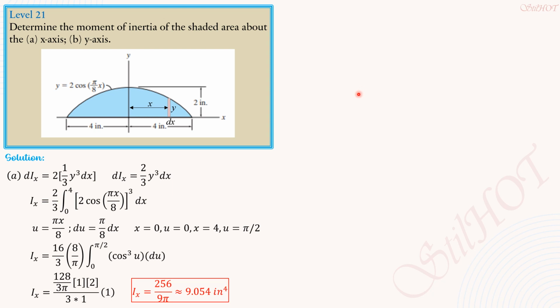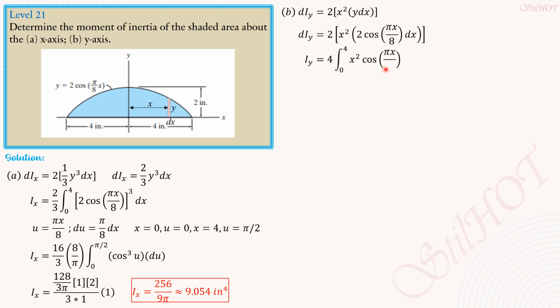Then for differential Iy, it is distance squared times differential area, where differential area is y dx, then times 2. So differential Iy is 2 times x squared times y dx. So y is already given. So differential Iy is 2 times x squared and 2 cosine of the quantity pi x over 8 dx. So simplifying, we have Iy is 4 integral from 0 to 4 of x squared cosine of the quantity pi x over 8 dx.